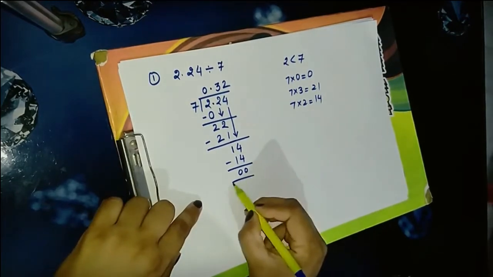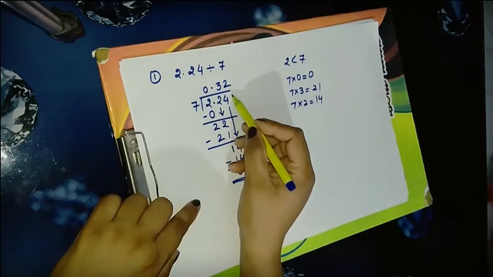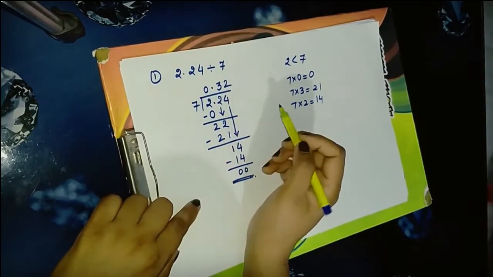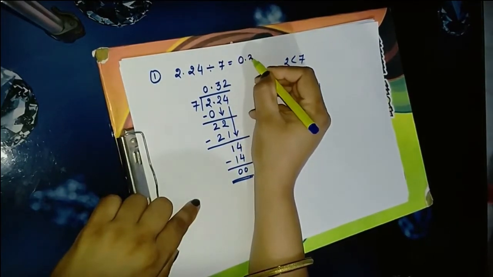Here you can see that we are not left with any remainder and all the digits present in the dividend are completed or solved by us. So here we got the quotient, that is 0.32.